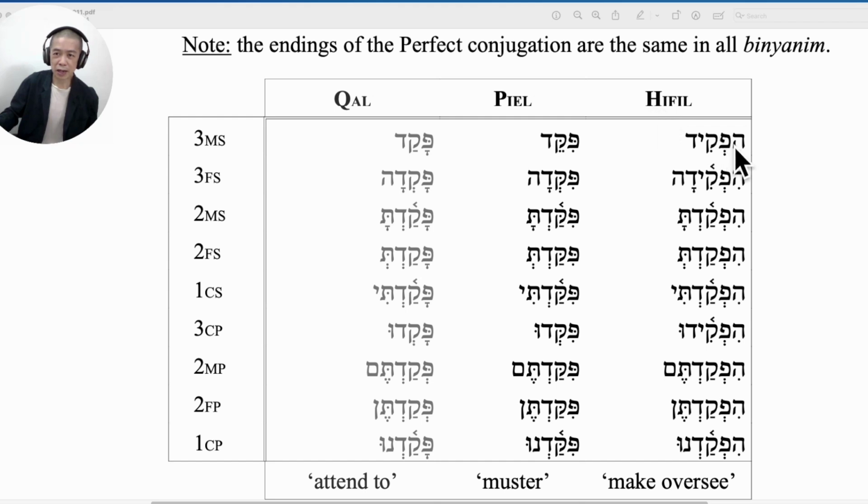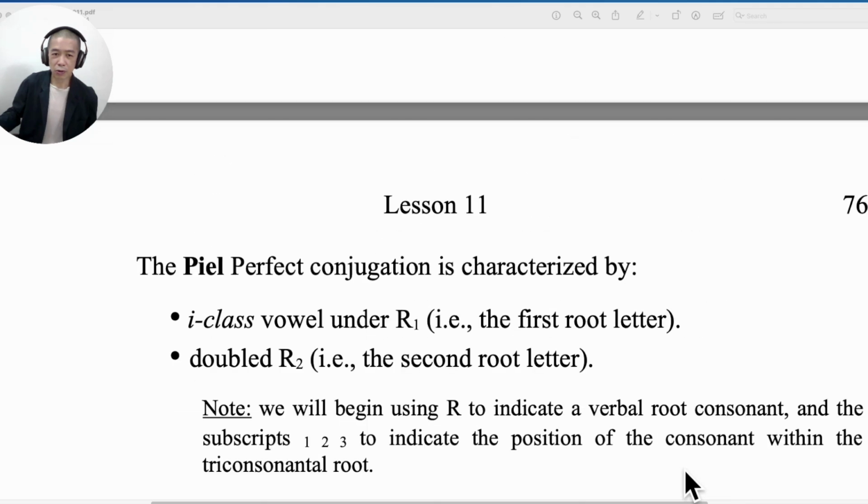You will see the letter hey with a hirik at the bottom of the hey is pronounced as he. You will see the he attachment to the beginning of the verb all throughout these verbs. And this whole column means to make oversee, which is a causative form of the binyan. We also use characterizations of the I class vowel under R1, the first root letter, and a double R2, the second root letter.